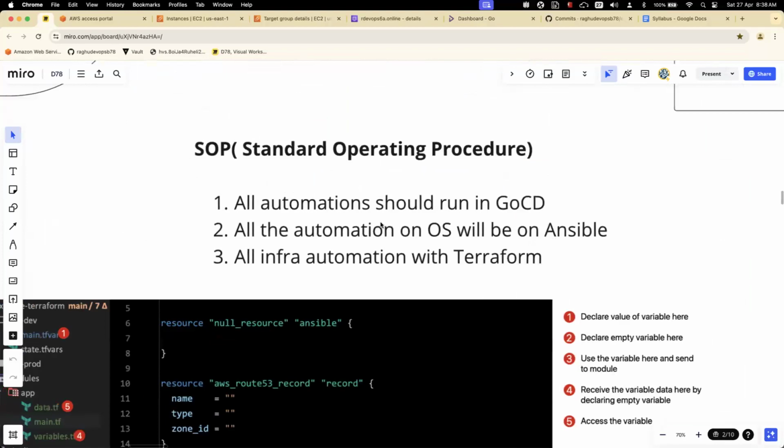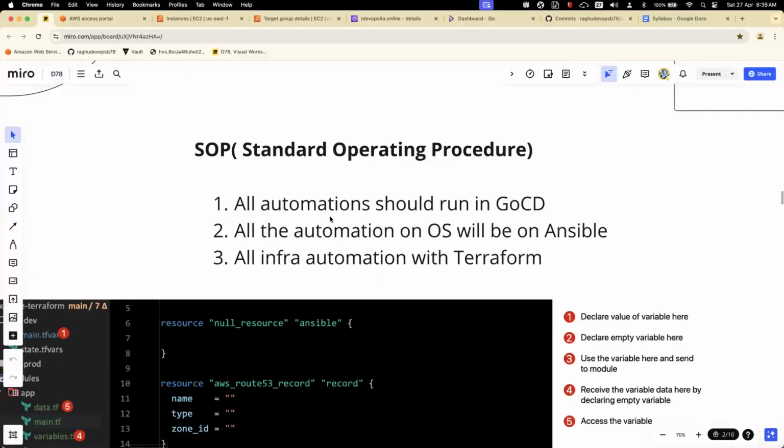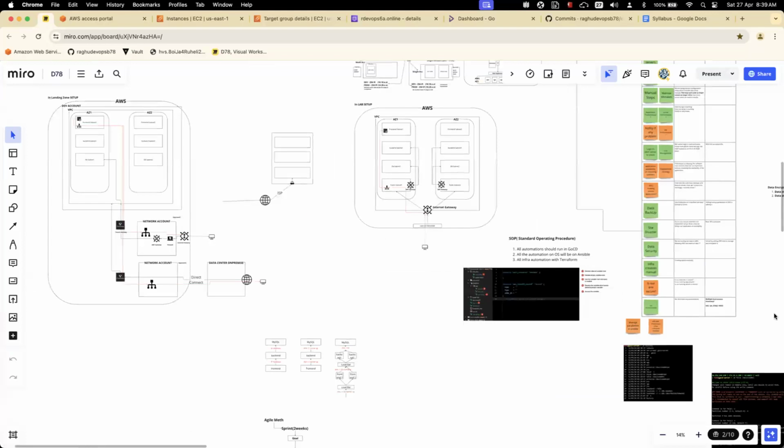This will be quite common in organizations. SOPs will be there, and according to the SOP, you will do that. The process: all the automation you should run in GoCD. All the automation in the OS you should do with Ansible. All the infra automation go with Terraform. This is a project SOP. Anything you do, whatever is agreed, you should be doing it, right? You can't go and do things manually. So we'll write an SOP, and with this particular SOP only, the whole training will get complex.